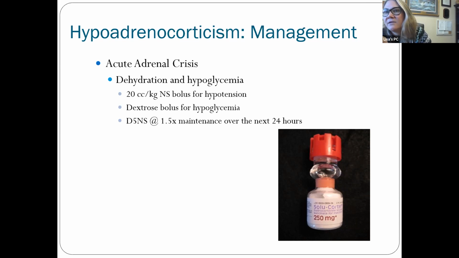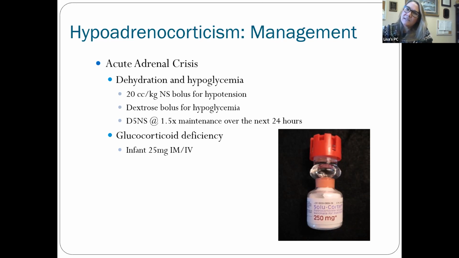So for at least the next day or so, if not longer, keeping them on a pretty high volume of dextrose containing fluids. From a glucocorticoid deficiency perspective, what I talked about before was more maintenance. In the acute setting, if someone comes in and you're worried about an adrenal crisis, we usually give an infant 25 mg IV, child's 50, and then an adult's 100, just times 1 to get some steroids in their system.